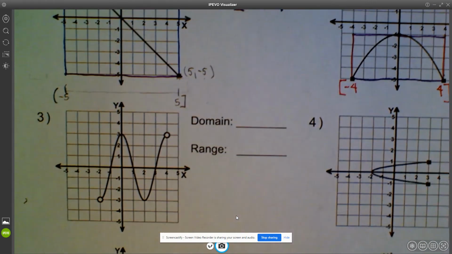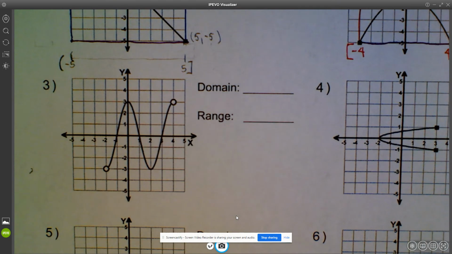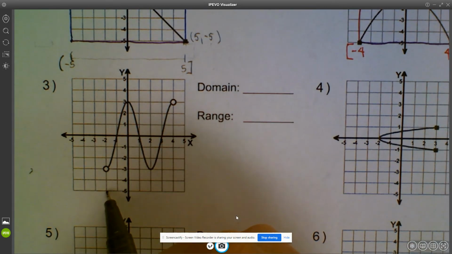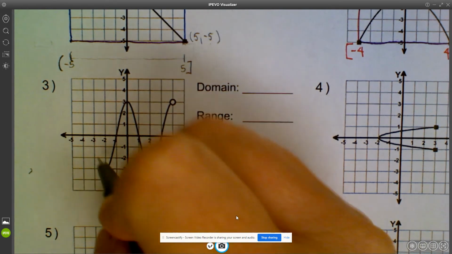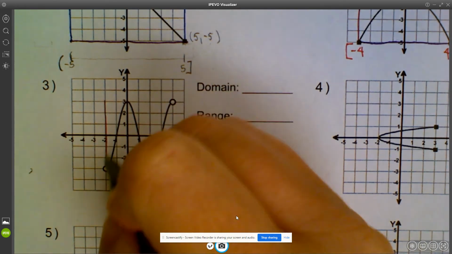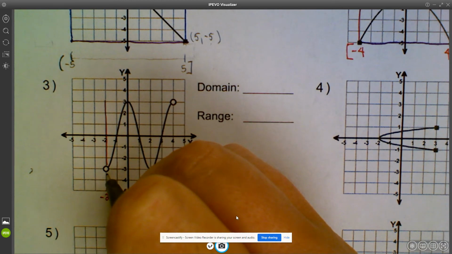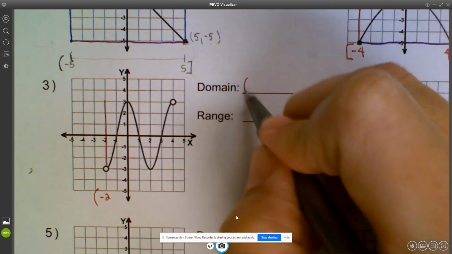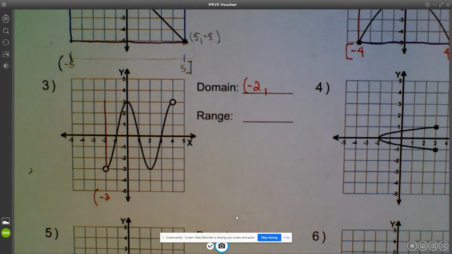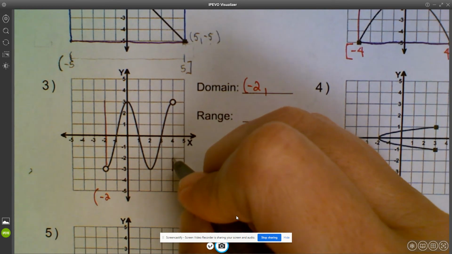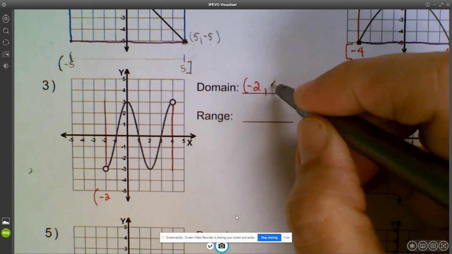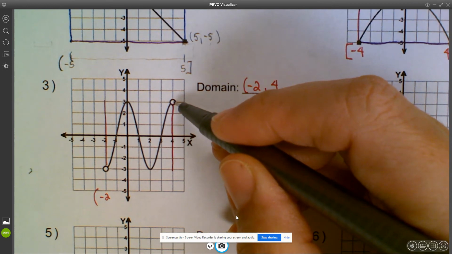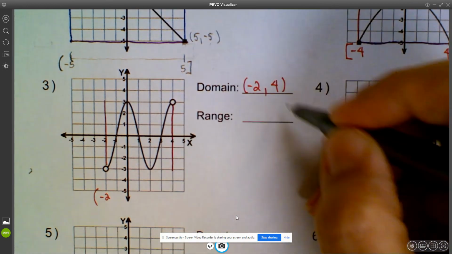And man, if this is not a super fun graph, I don't know what is. All right, so let's look at my domain here. How far to the left does this thing go? Well, I see that the farthest out it goes is here at -2. And it's got an open circle at -2. So we're going to put a parenthesis there. All right, how far to the right does this graph go? Well, this graph goes all the way to x equals 4. And again, we have an open circle, so we'll put a parenthesis there.